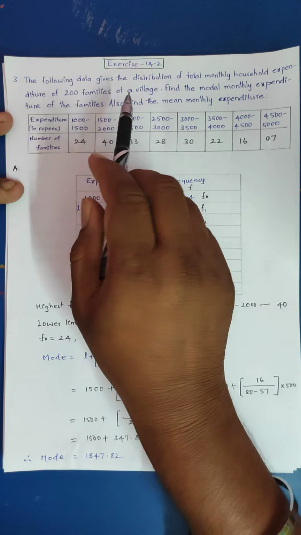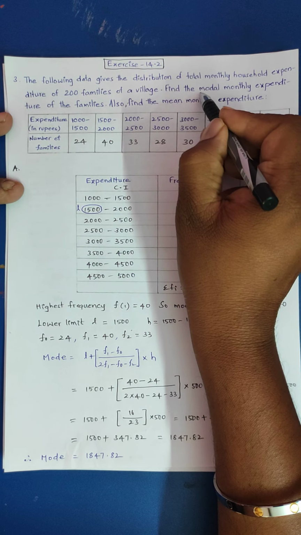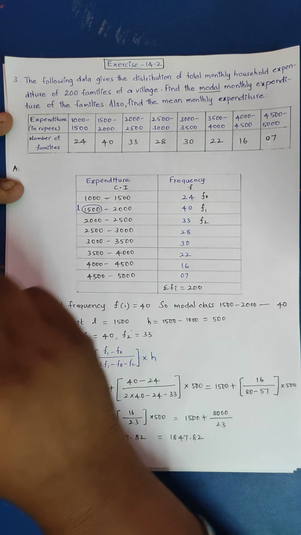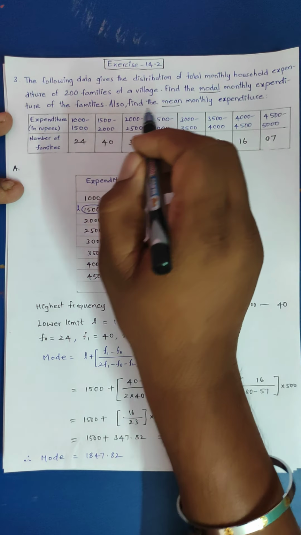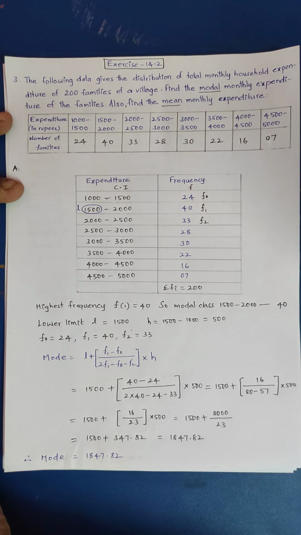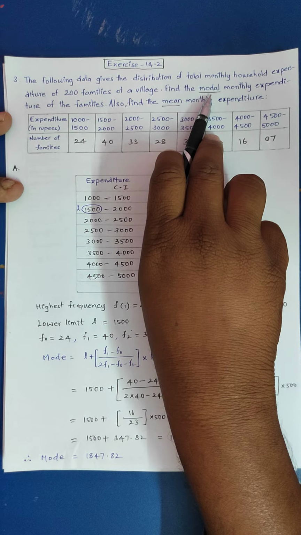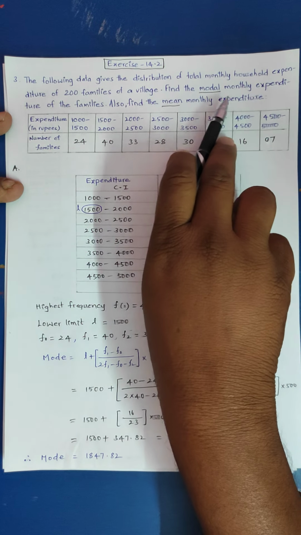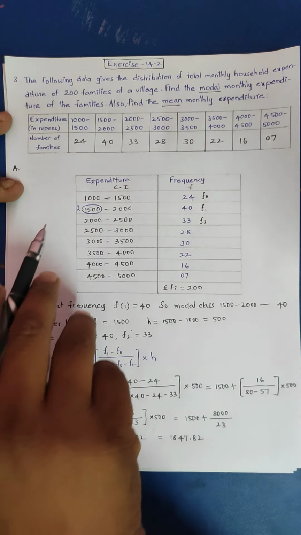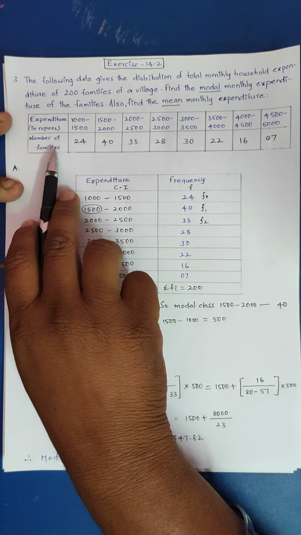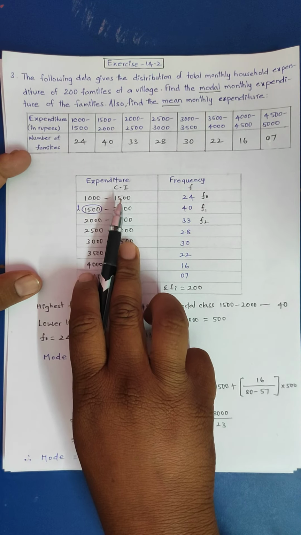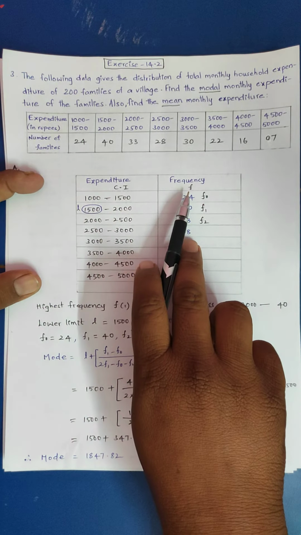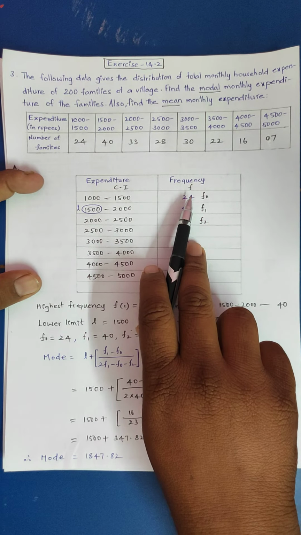In the question, find the modal monthly expenditure and also the mean. This problem asks to find the mode and mean. First, we are asked to find the modal monthly expenditure, meaning the mode of this data. Given in the problem are expenditure in rupees and number of families. The expenditure is the class interval and the number of families is the frequency.